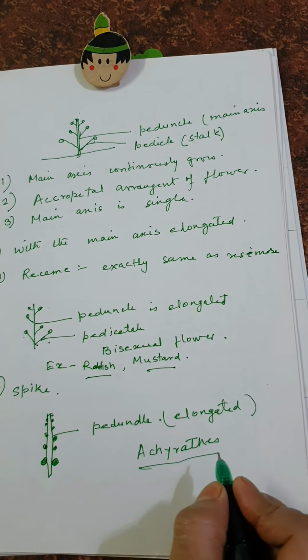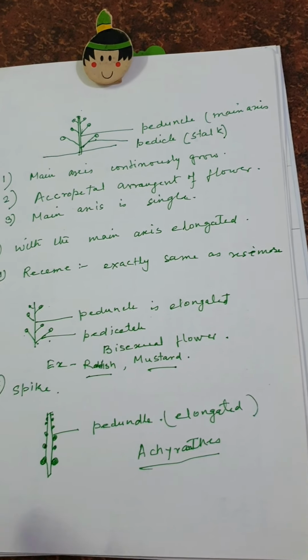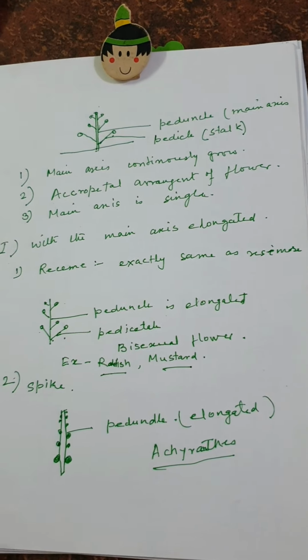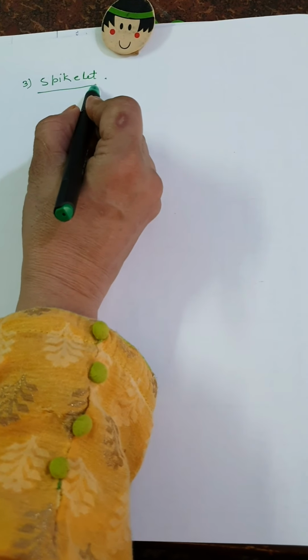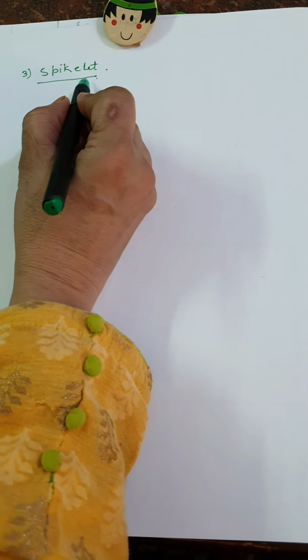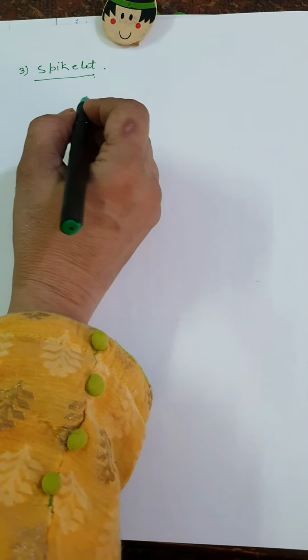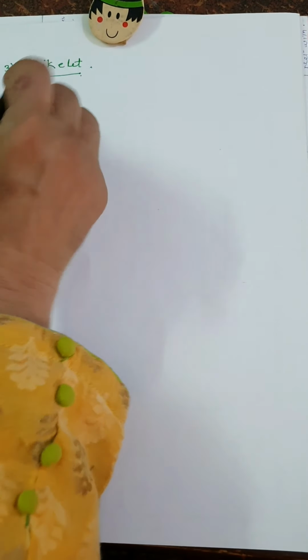Example is acranthes. Third type of racemose inflorescence is spikelet. In spikelet type of inflorescence, small spikes are arranged in a spike, raceme or panicle manner.